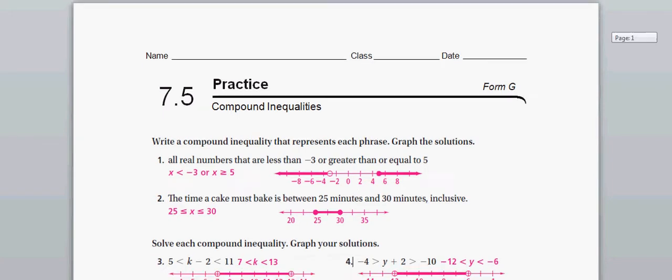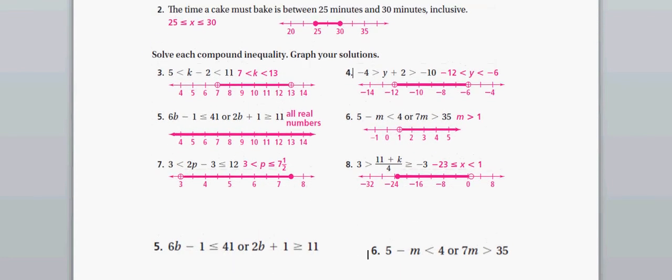Let's take a look at some other ones that worked out just a little bit differently than we would expect them to. In number 5, we have an or situation. We would expect to have two inequalities facing opposite directions, kind of like oars on a rowboat. But in this situation, we don't. We get all real numbers as a solution.